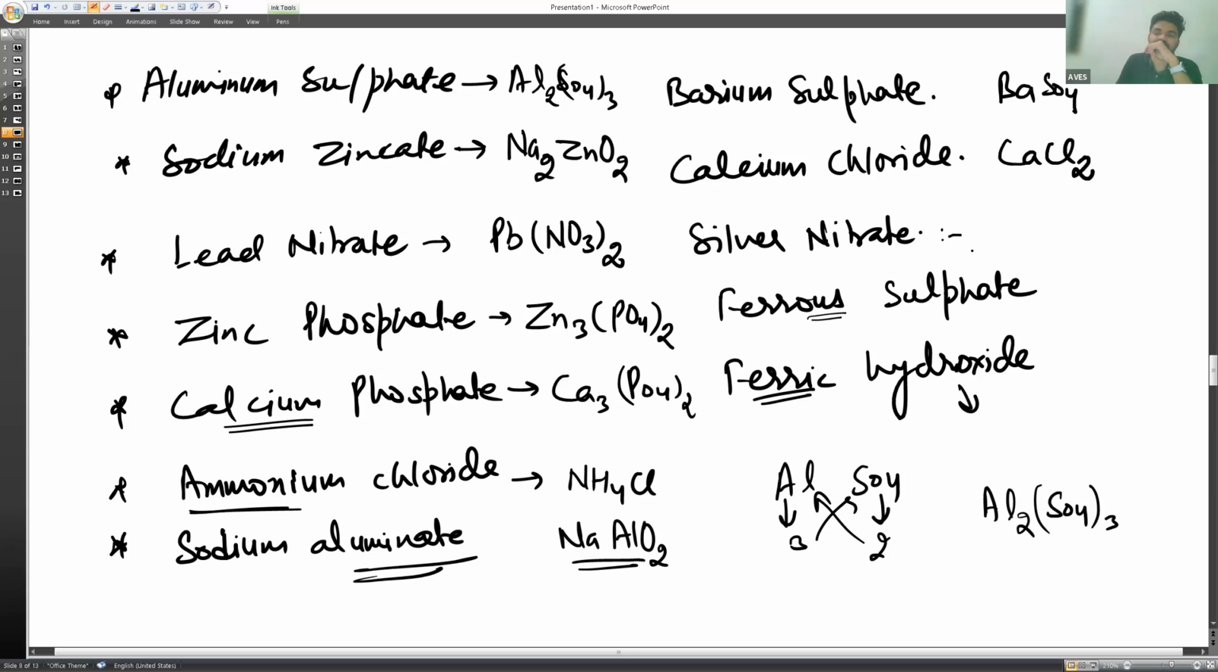Silver nitrate. Yes, Alvina, what's the formula for silver nitrate? AgNO3. Yes, Ag, silver, has valency 1 and nitrate has valency 1. You cross multiply with that Ag and NO3. Ferrous sulfate. FeSO4.